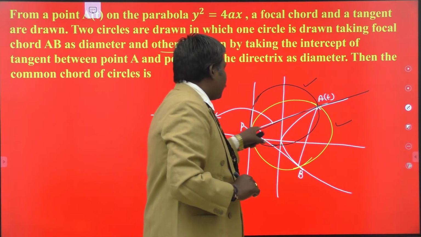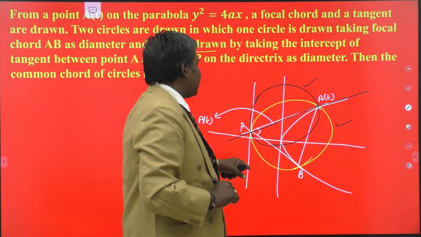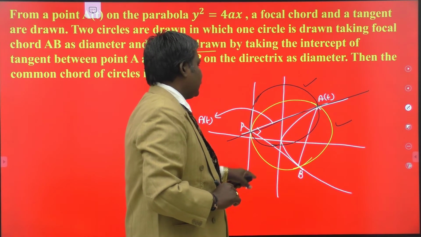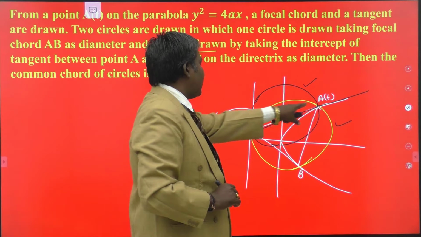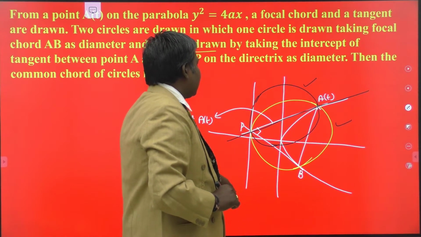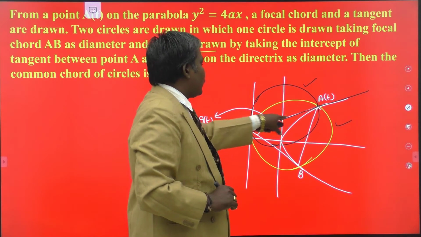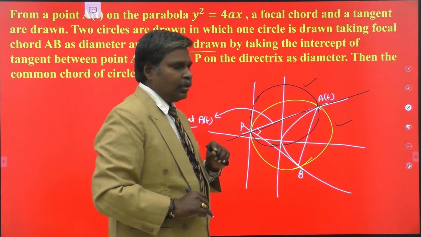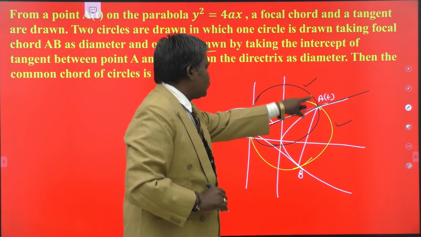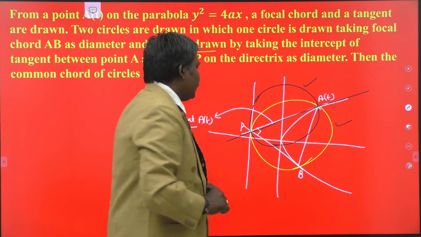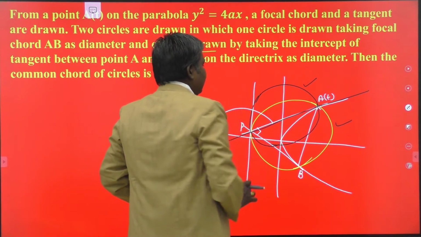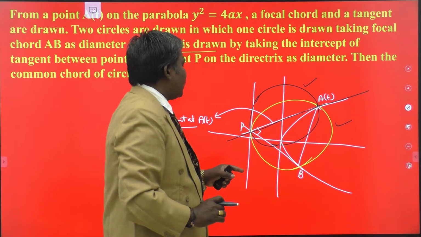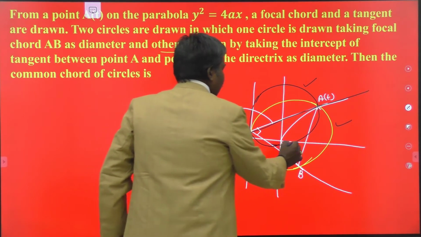This is the portion of tangent intersected by the directrix. Am I correct or not? This is the tangent at A of t. It intersects the directrix at that point P. We are constructing the circle on AP as diameter. This circle also passes through the focus at the same time, because the portion of a tangent intersected by the directrix always subtends 90 degrees at the focus.